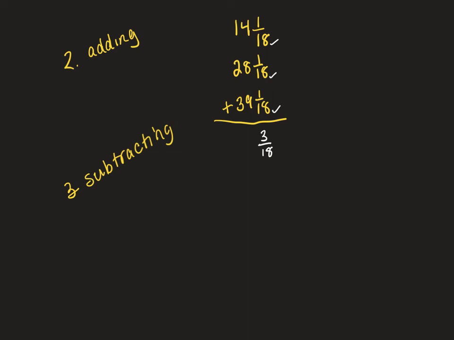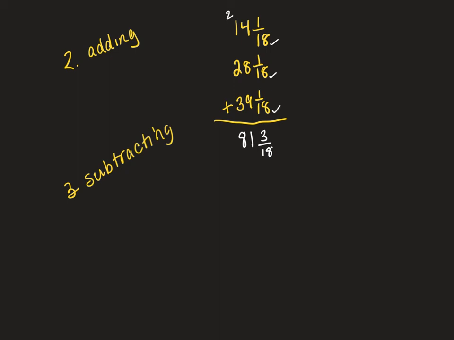Then add your whole numbers. Your whole numbers are 14, 28, 39. So 4 plus 8 is 12. 12 plus 9 is 21. Carry over the 2. 2 plus 1 is 3. Plus 2 more is 5. 6, 7, 8, 81.